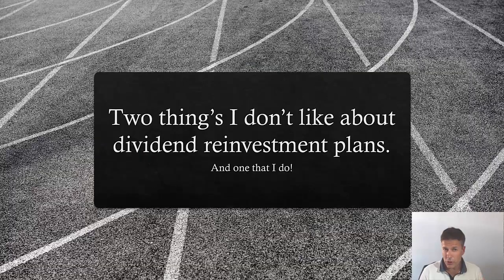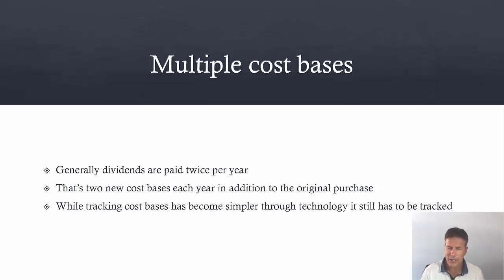So I'll go through the two things I actually don't like about dividend reinvestment plans, and I'll go through one that I do, which I've probably already hinted at. One of the things I don't like from a taxation point of view is that you've got multiple cost bases. Generally dividends are paid twice per year, so that's two new cost bases, as you're acquiring a small amount of shares each time. So there's two new sets of cost bases each year in addition to your original purchase price.